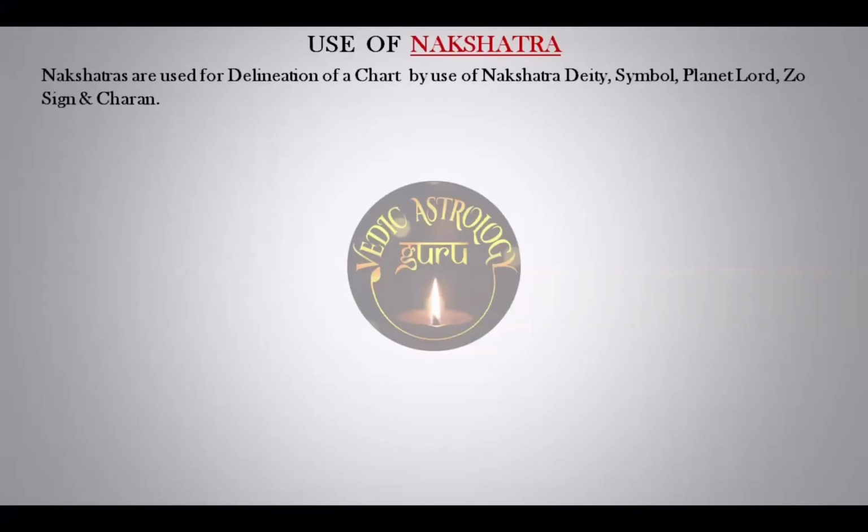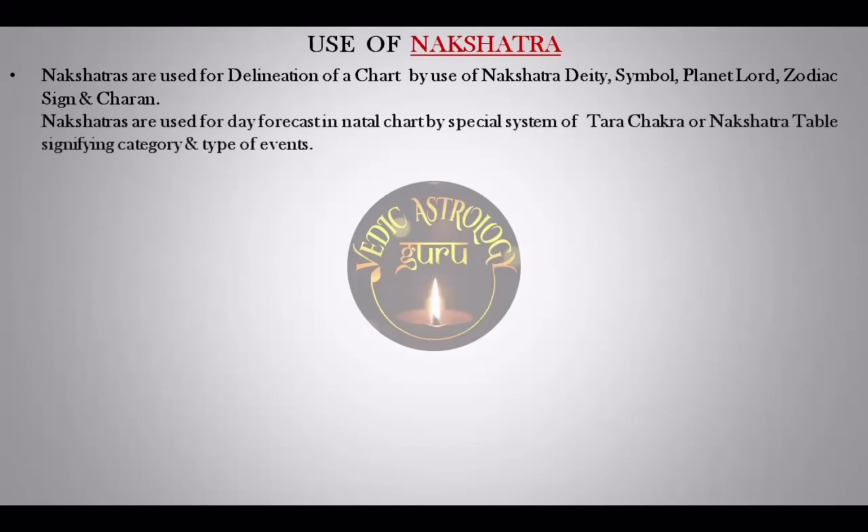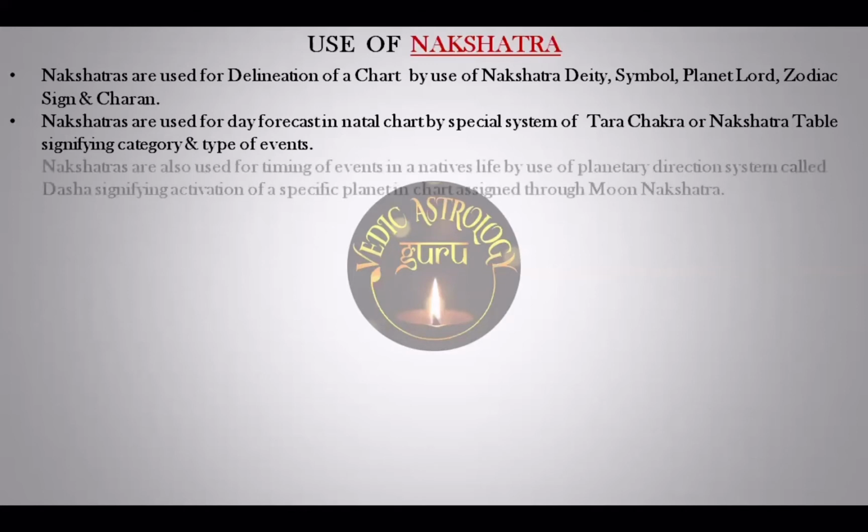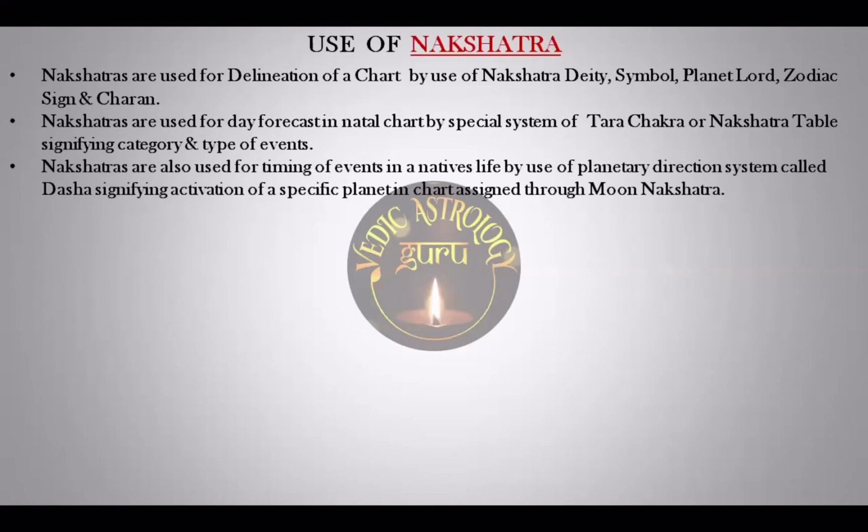So, nakshatras are used for delineation of a chart by use of nakshatra deity, symbol, planet lord, zodiac sign, and charan. Nakshatras are used for day forecasting in a natal chart by a special system of Tara Chakra or Nakshatra table, signifying category and type of events that are about to happen for an individual. Nakshatras are also used for timing of events in a native's life by use of a planetary direction system called Dasha, signifying activation of a specific planet in the chart assigned through the moon's nakshatra.